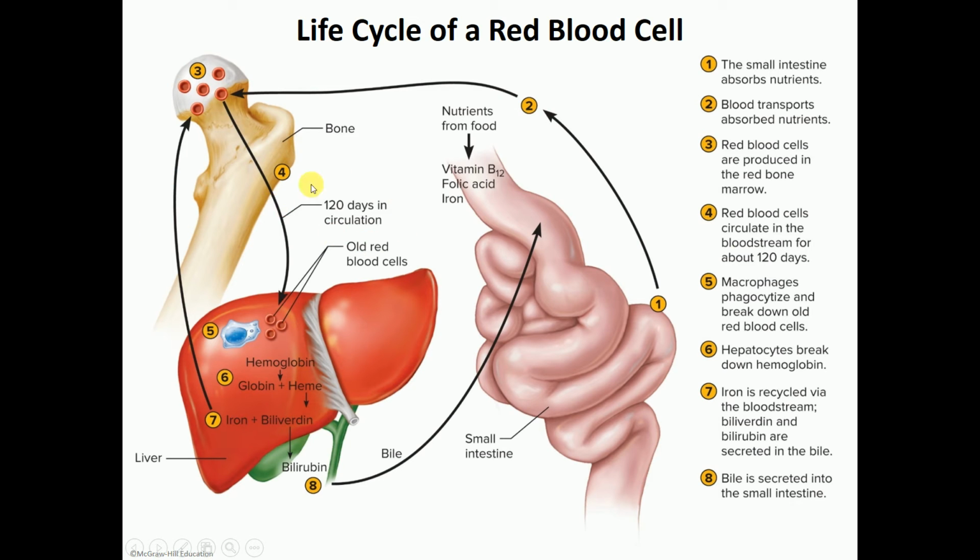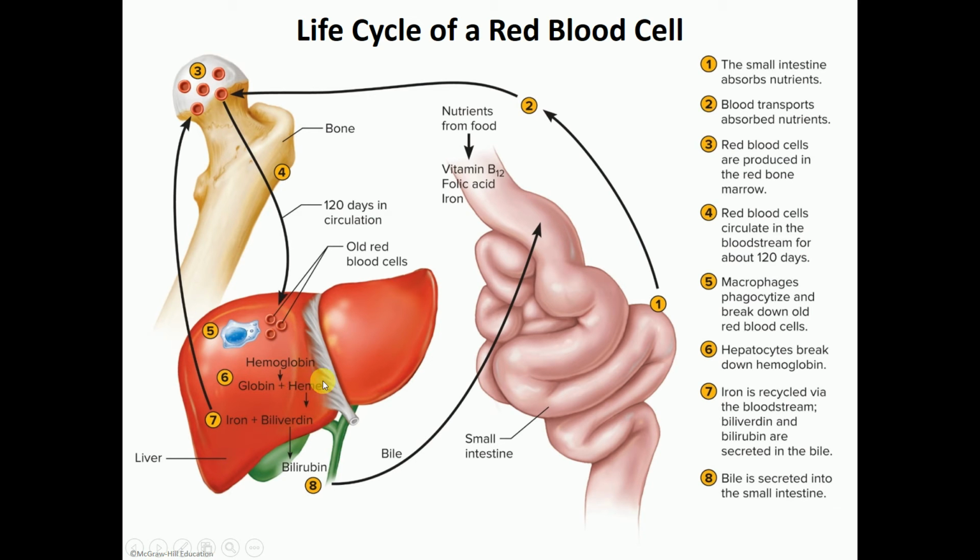RBCs are going to circulate in the bloodstream for about 120 days, and then they'll be filtered out by the spleen, and they will eventually reach the liver. Now these old RBCs are going to break down that hemoglobin protein into heme and globin. Globin is all protein, so globin is going to break down into its individual amino acids, and again, the body being the conservative being that we are, our body will reuse and recycle those amino acids.